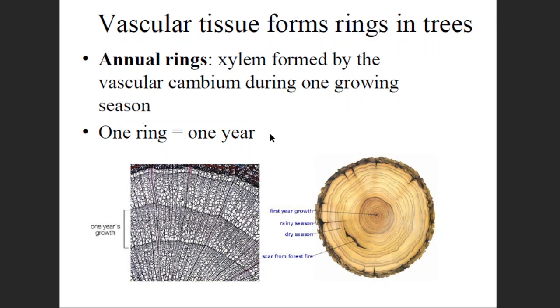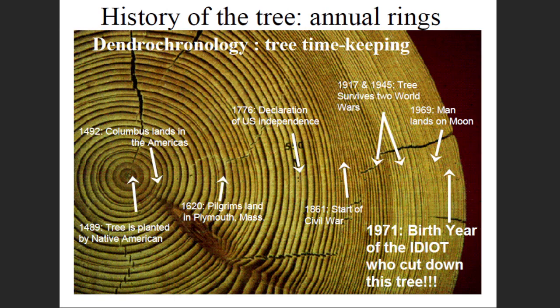So for every season, or every year, it forms a particular ring. So we can use it in dendrochronology, the study that helps to identify the age of a particular plant. Dendrochronology, that is tree timekeeping, how long it has grown. So here we can take an example.